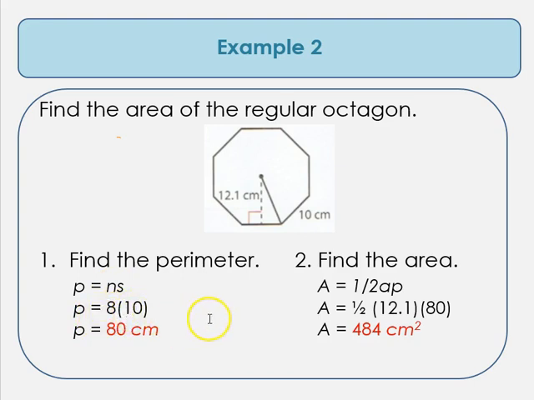Wait, where did I get that? Going back, what does N mean? It means the number of sides of the octagon. So 8 times the length of 10. So the perimeter is 80 centimeters.